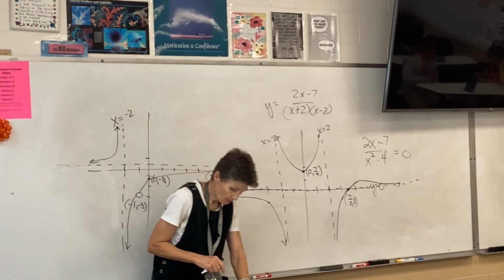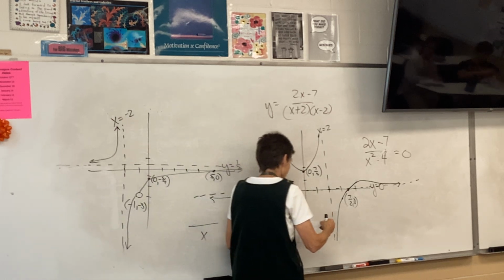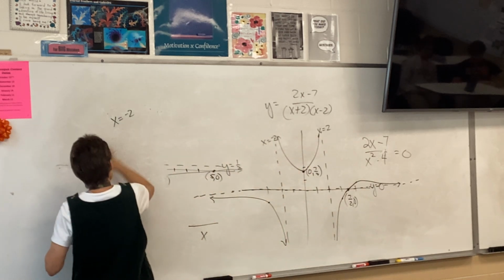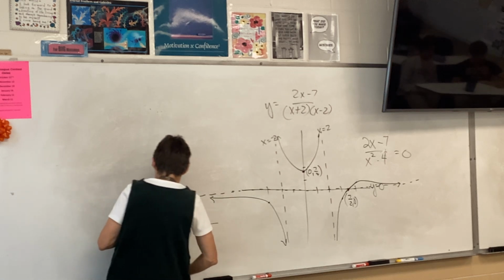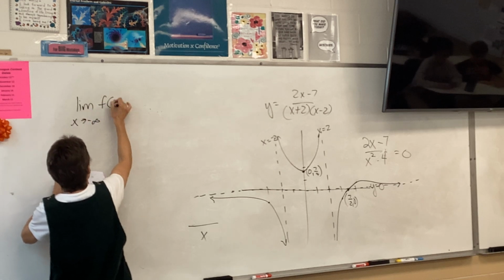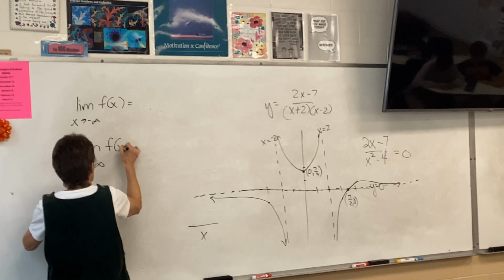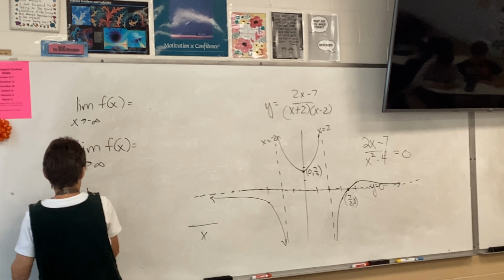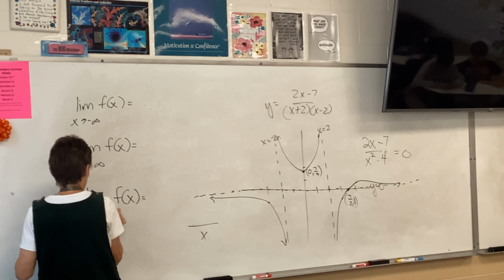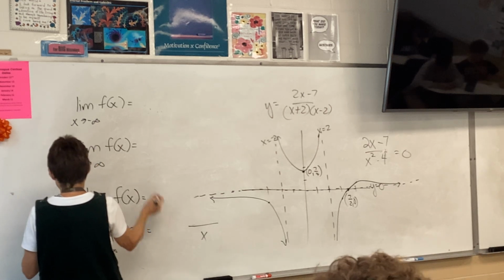Interesting stuff. Okay, let's see what's on the next page. Use limits to describe the end behavior. All right, so now we are actually describing the end behavior. So, we're going to use our limits. All right, so here we go. Problem A.